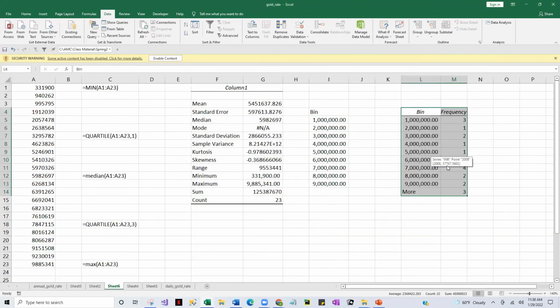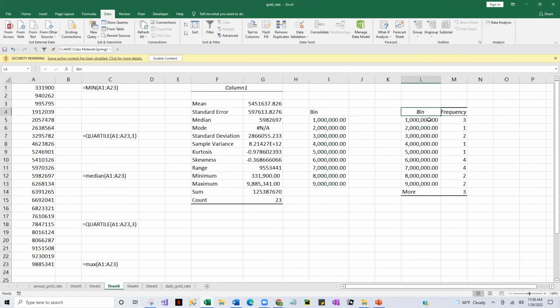So you get this frequency. See, what it did is it is dividing. Until 1 million, I have 3 numbers. In the 6 million range, I have 4 numbers. So it is categorizing it. When I click the histogram, it categorizes.